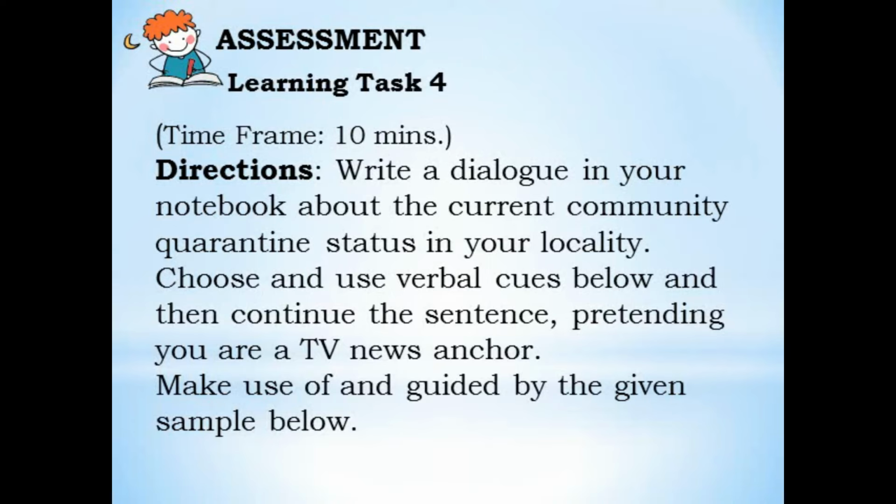Assessment. Learning task 4. Time frame 10 minutes. Directions. Write a dialogue in your notebook about the current community quarantine status in your locality. Choose and use verbal cues below and then continue the sentence, pretending you are a TV news anchor. Make use of and be guided by the given sample below. So answers for this activity may vary.